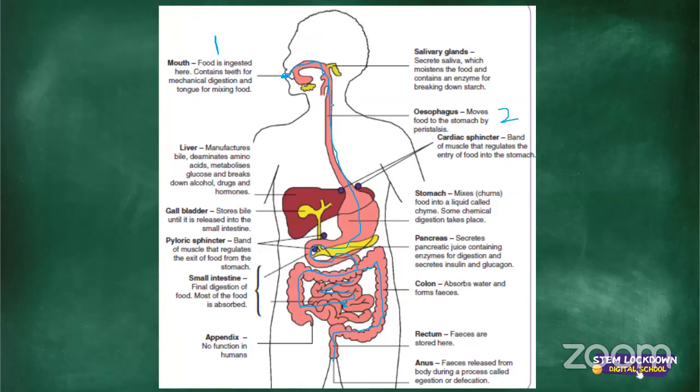The moment the food, after chewing, moves down into the esophagus, we refer to it as a bolus. It is now called a bolus. In the esophagus, no enzymes are secreted, and the food moves down by the movement we call peristalsis.